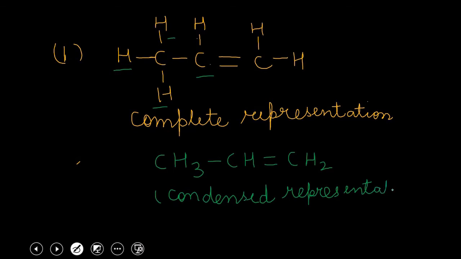This representation is called condensed representation. I hope this is clear to you. So here you can see that carbon forms a stable double bond with a carbon atom. Now I would like to show you some more examples.